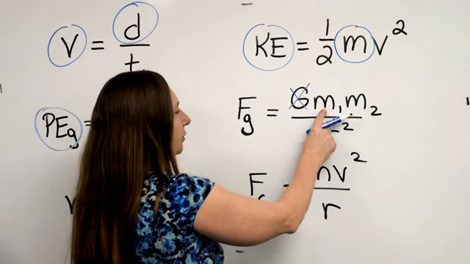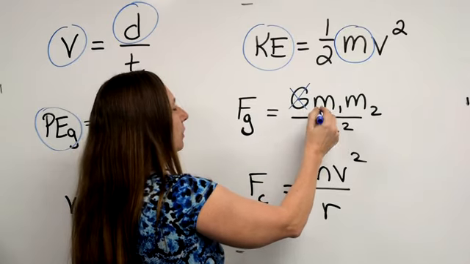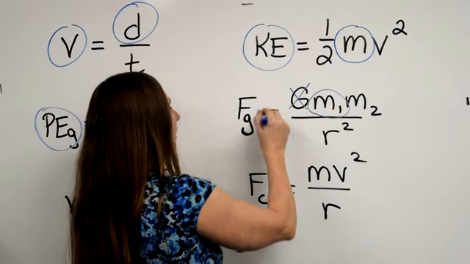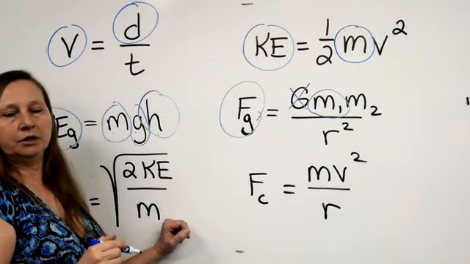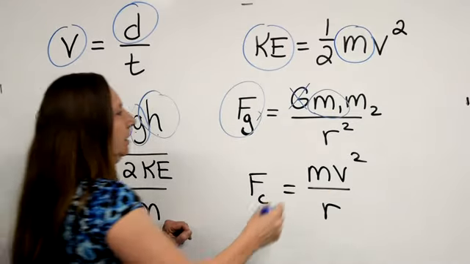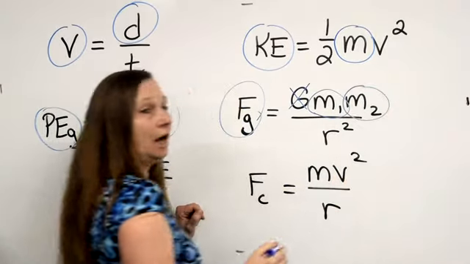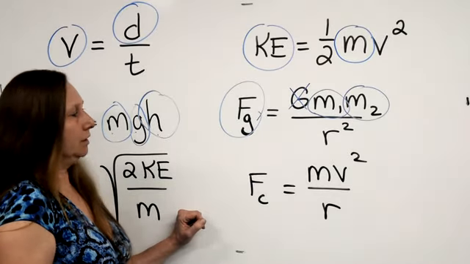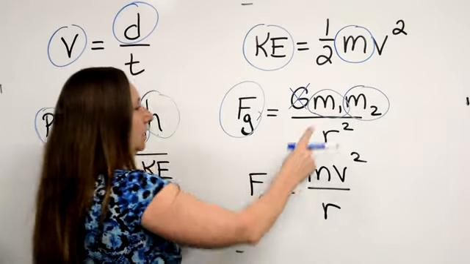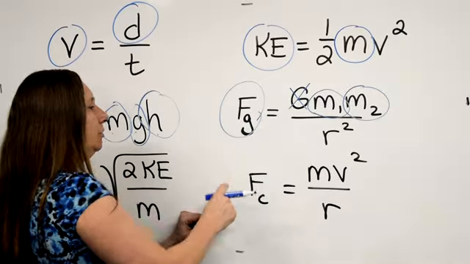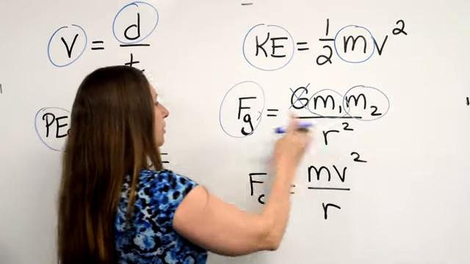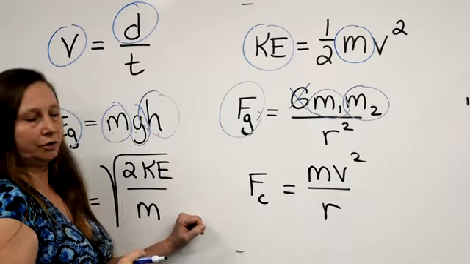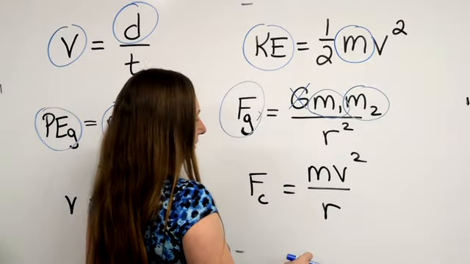But the mass of the first object here, if you increase the mass of the first object, then the weight is going to increase. All right? If you increase the mass of the second object, the weight is going to increase. So these two are directly related to the gravitational force. Try these guys.